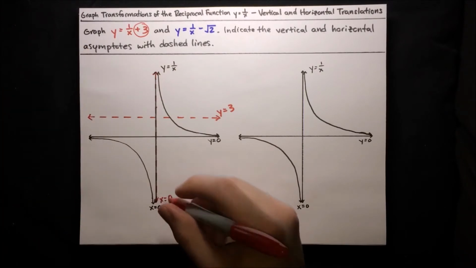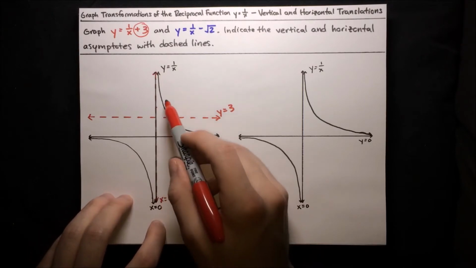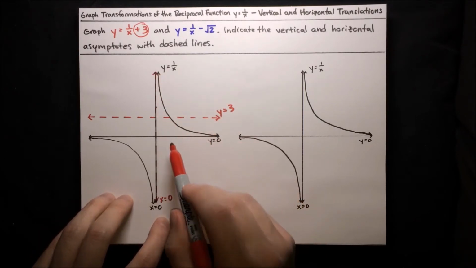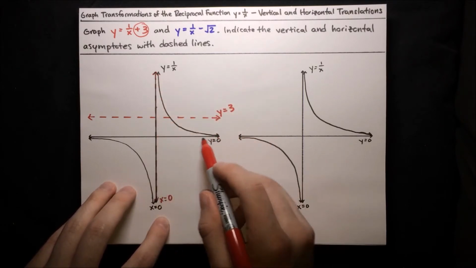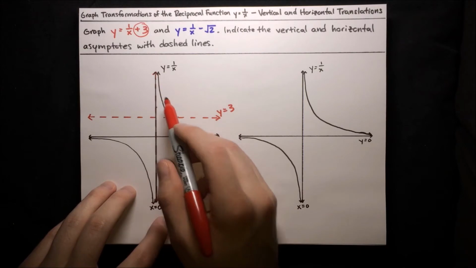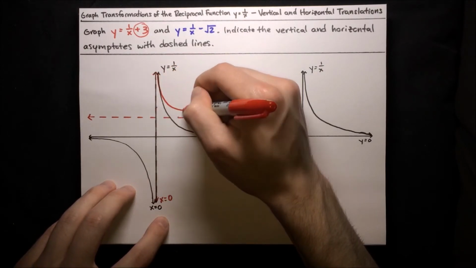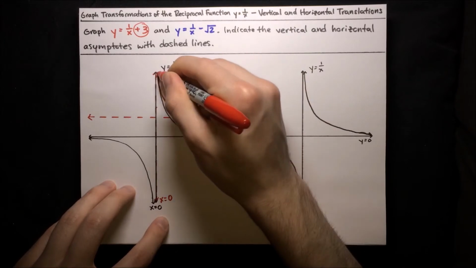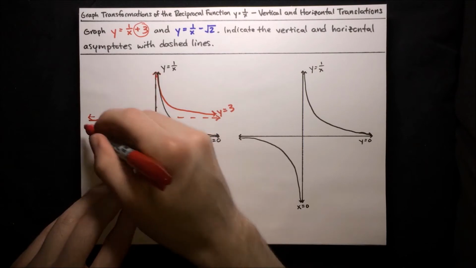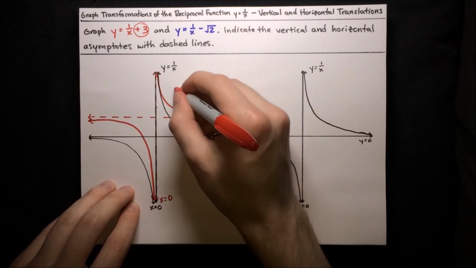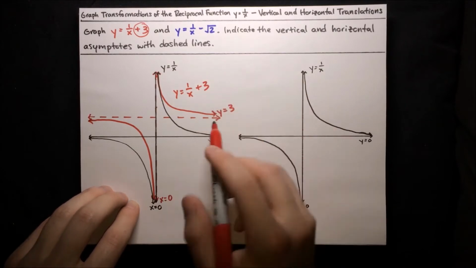And okay, so let's put our function in here now. So the function just runs around the corners of the asymptotes. So instead of running from the black asymptotes here, now it's running through the red asymptotes. So let's go ahead and plot that. So that looks something like this and something like this. All right, great. So there is our graph of y equals 1 over x plus 3.